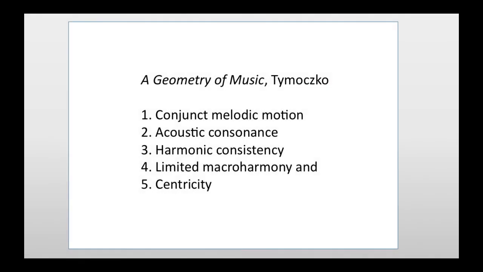Scruton lists some structural features of music that give it coherence and musical sense. But before going through Scruton's list, let's take a look at Tymoczko, who also lists out critical features of Western music and gives an interesting point of musicological comparison. In his book, A Geometry of Music, Tymoczko lists 5 features that contribute to a sense of tonality. These are 1. Conjunct melodic motion, 2. Acoustic consonance, 3. Harmonic consistency, 4. Limited macroharmony, and 5. Centricity.